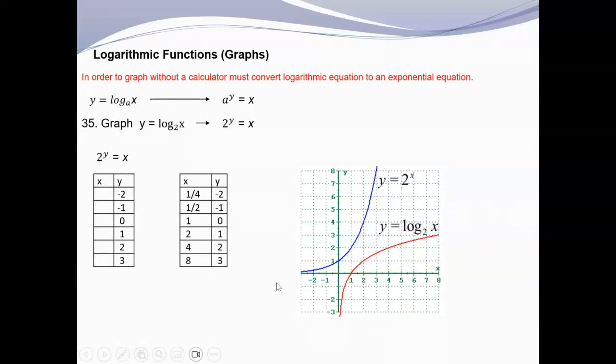And these are called inverses of each other also, which is another story. But for now, we'll just leave it like that. You see the f of x in blue equals the exponential function, and the logarithmic function will be in red. Again, it's really important for you guys to know how to convert from logarithmic to exponential to be able to graph it.